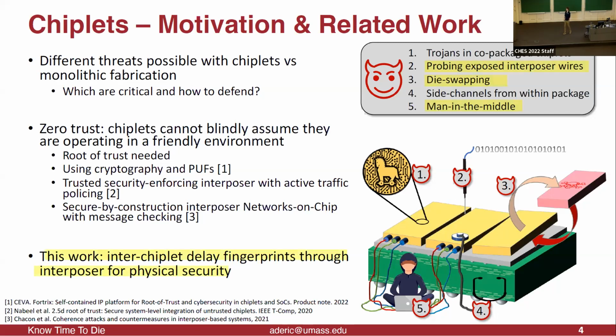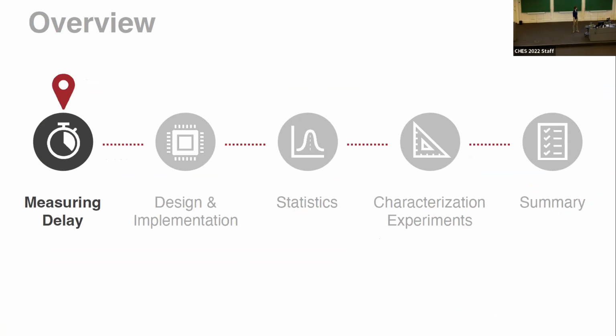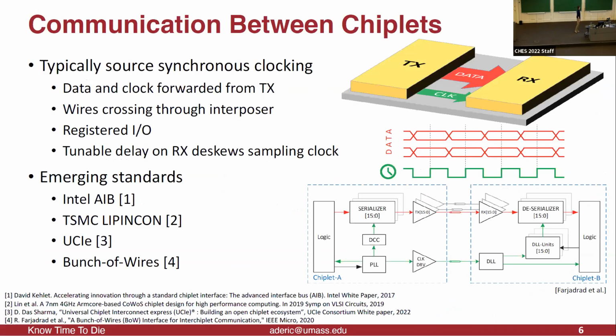So in this work, we try to use between-die delays as a security primitive for system-level security. We mainly try to address physical threats, which means probing, die swapping, and man-in-the-middle attacks. All the other ones are left to somebody else. So I'm going to talk about measuring delay. And how do you do that?